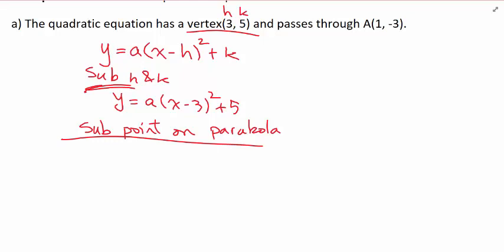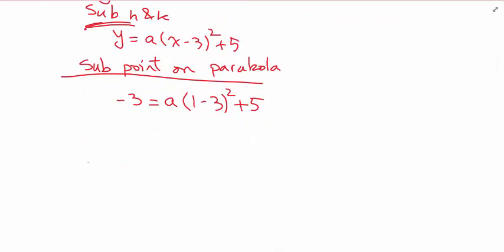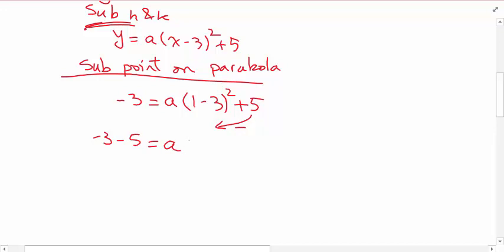Sub in a point on the parabola. So which is that? So what do I write? -3 is equal to a(1 - 3)² + 5. Work it out. -3. What do I have to do with the plus 5? Bring it over, it becomes a negative. So -8 is equal to a(-2)².